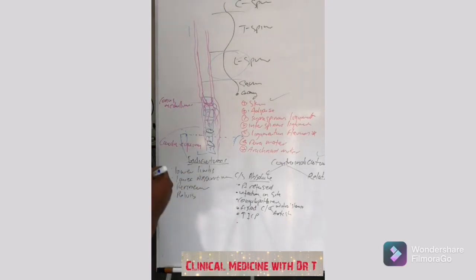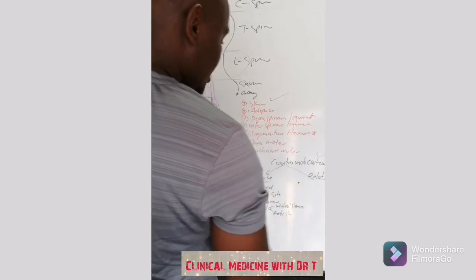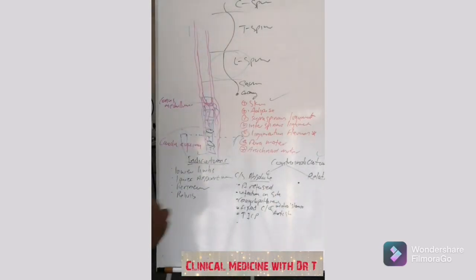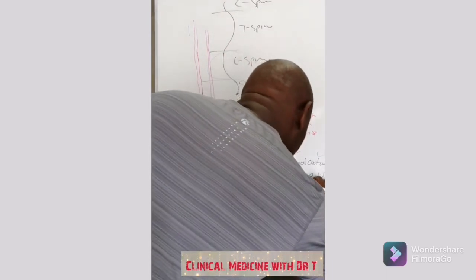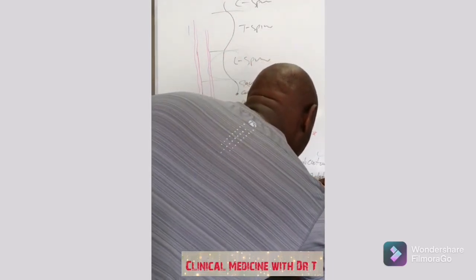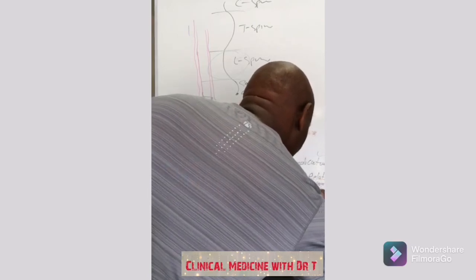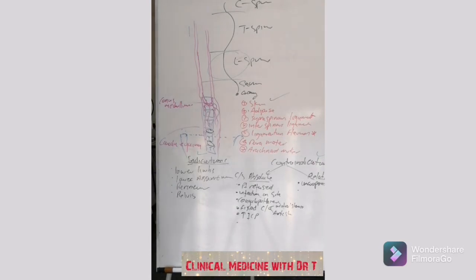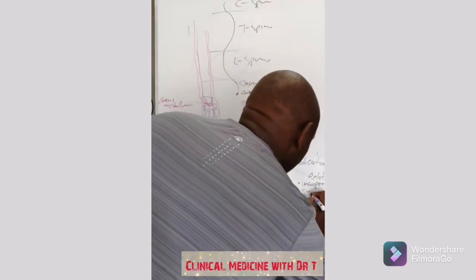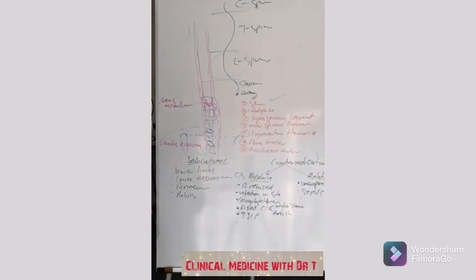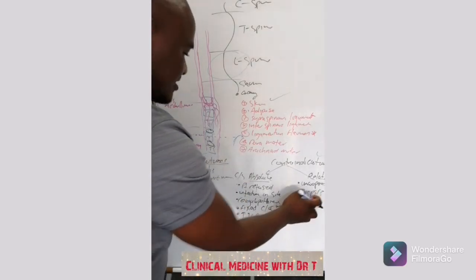Okay, and then relative contraindications include an uncooperative patient, a patient with sepsis. Why, I think I'm remembering now. Because of sepsis, I remember now.